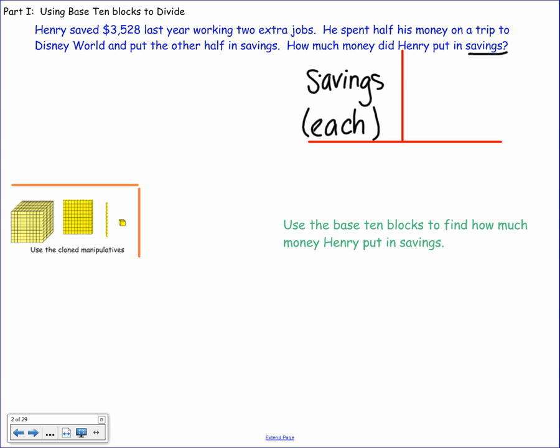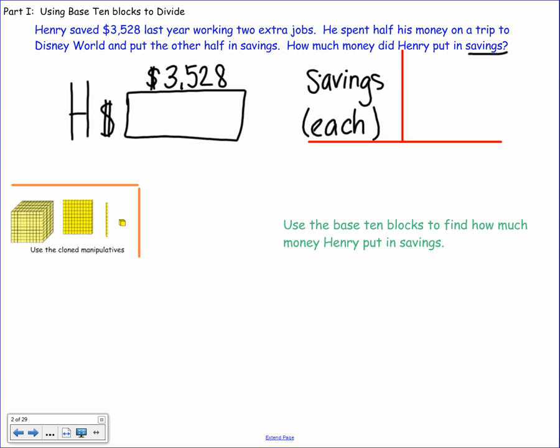Then we do our unit bar, and I'm going to draw it off to the side instead of where it belongs because that's not enough room for me. So I have Henry's money and a blank unit bar. And I go back and I read the question. Henry saved $3,528 last year working 2 extra jobs. Well, that number looks like the total, so I would put it at the top of my unit bar.